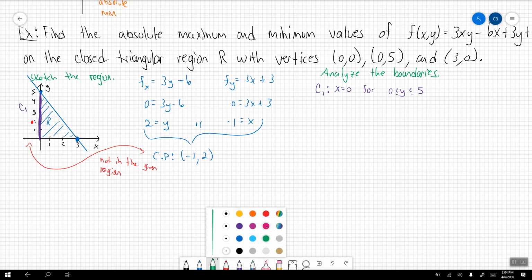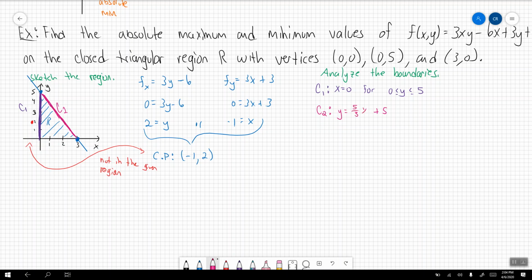Curve number 2. Let's analyze curve number 2. This is curve number 2 here that I'm highlighting. So that's curve 2. We need to find the equation for curve 2. Luckily, we kind of already have the equation given to us. We can use slope-intercept form. Slope-intercept form says I need to know what is the y-intercept, that's 5. So that's plus 5. And then the slope is the rise over the run. So that's 5 over 3. So that's 5 over 3x. There we go. And this only works for the x values that are bounded between 0 and 3.